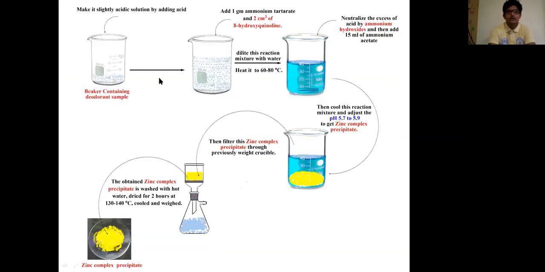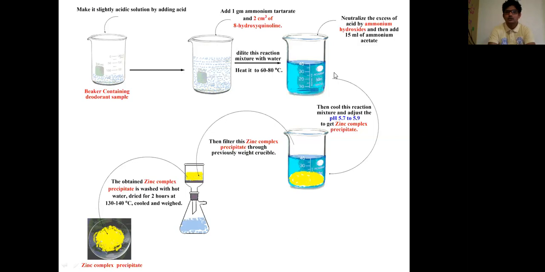The same procedure is explained here in the form of a picture. So this is the beaker containing deodorant sample. This beaker we have to make a slightly acidic solution by adding acid. Then in the resulting solution we have to add 1 gram of ammonium tartarate and 2 cm cube of 8-hydroxyquinoline. So just remember this 8-hydroxyquinoline is a ligand which is forming a complex with the zinc. Then dilute this reaction mixture with water and heat it to 60 to 80 degrees centigrade.